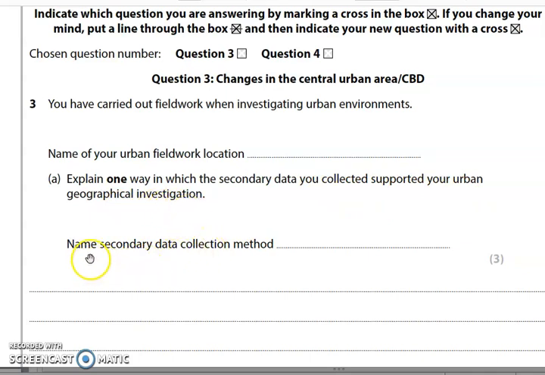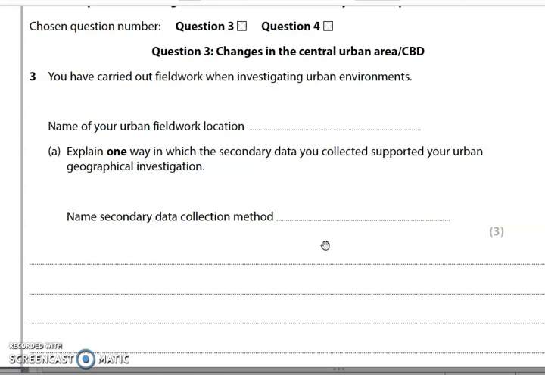Now, the first thing you need to do is name the data collection method chosen. And it's worth 3 marks in all. So what different information did we use? Well, it might have been information on air quality. It could have been information on levels of deprivation, of levels of education. It could have been ethnic minorities. And so for that, we would have used census data. So you need to think about how we used that information to support our changes in the city. So 3 marks, 3 minutes, have a go now.